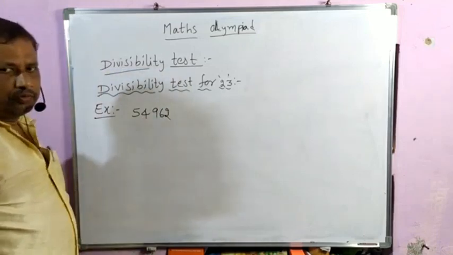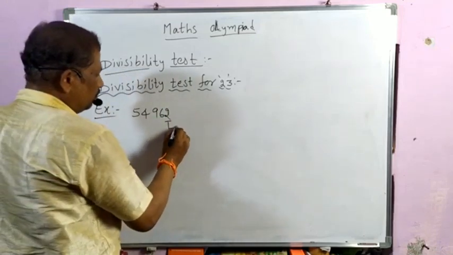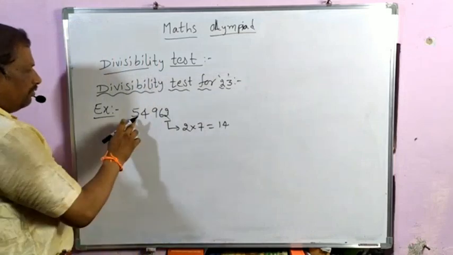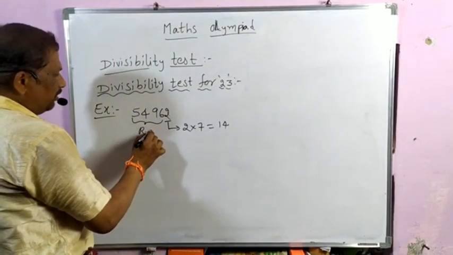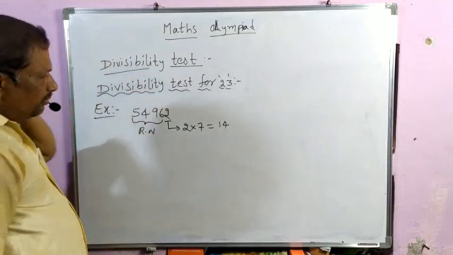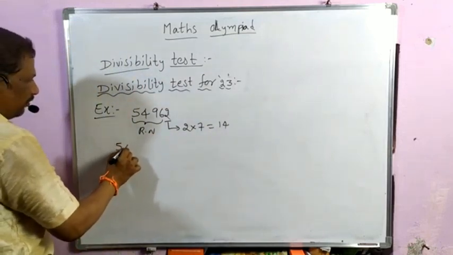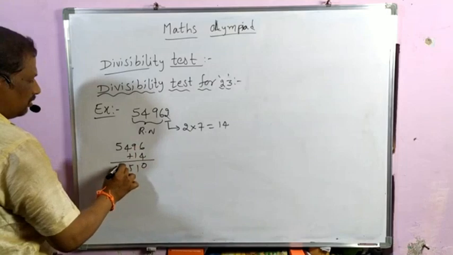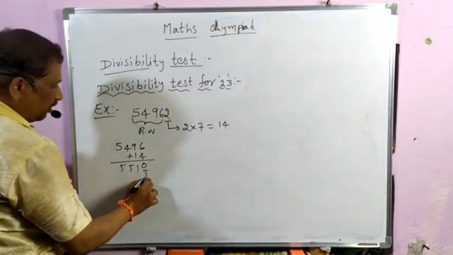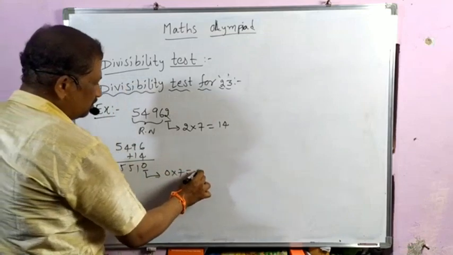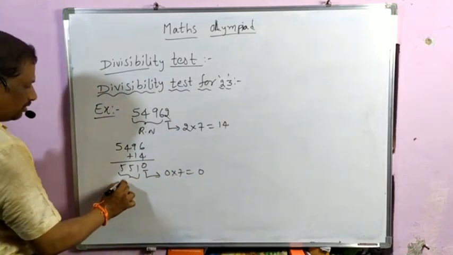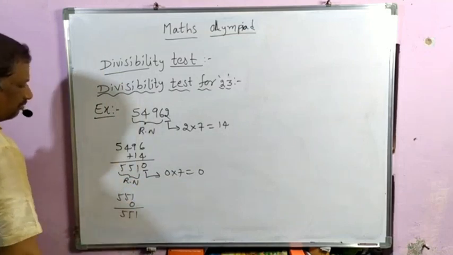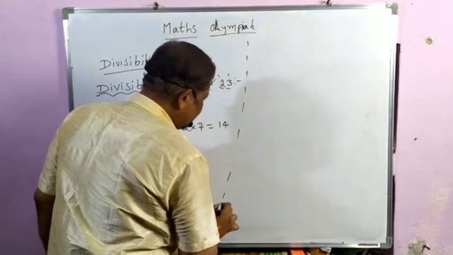54962. So the last digit, what is the last digit here? 2. 2 is multiplied by 7, so we will get 14. 14 is added to the remaining number. If we add 14 to the remaining number, what do we get? 5496 plus 14, that is 5510. Again, multiply the last digit by 7: 0. Add 0 to the remaining number, so what will we get? 551. Again it is looking big, no? Same process, you continue.